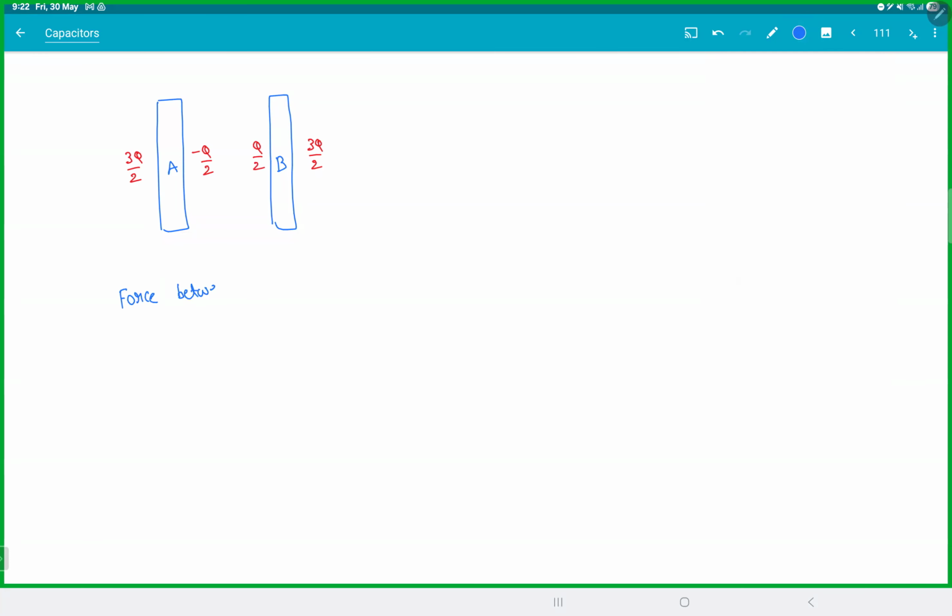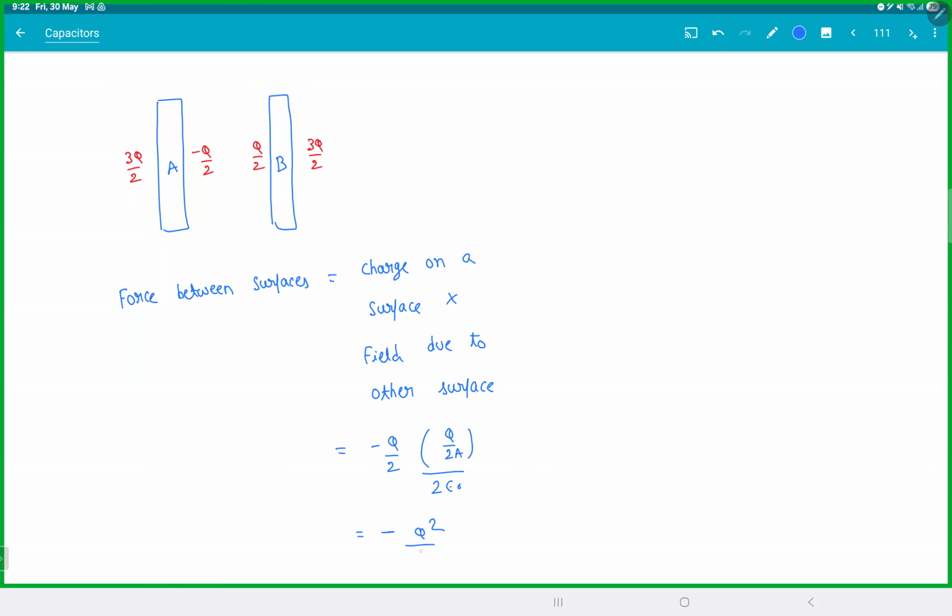The force between surfaces will be charge on any one surface into field due to the other surface. Don't use kq q by d square. These are not point charges. So this will be minus q by 2. And the field will be q by 2 area, that's your sigma, by 2 epsilon. This is minus q square by 8a epsilon. This is the force between the inner surfaces.